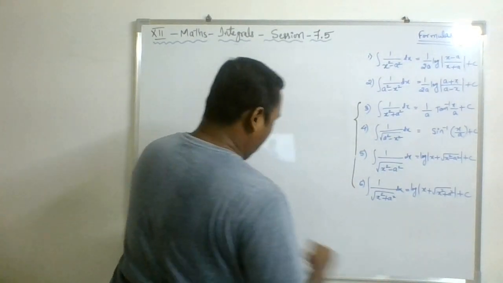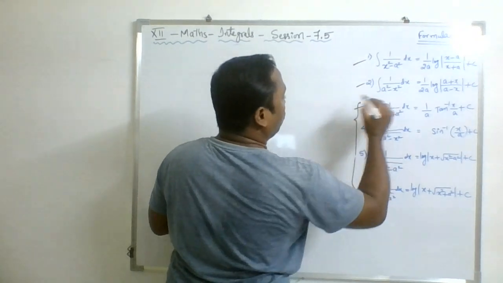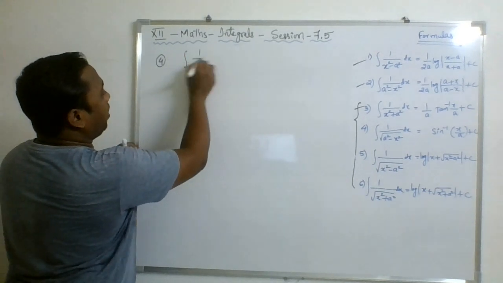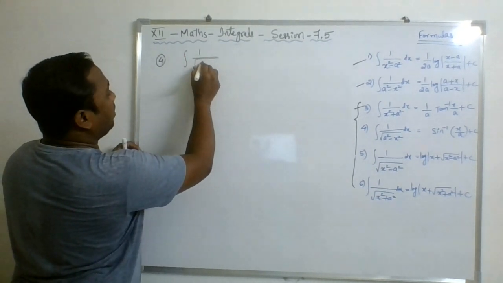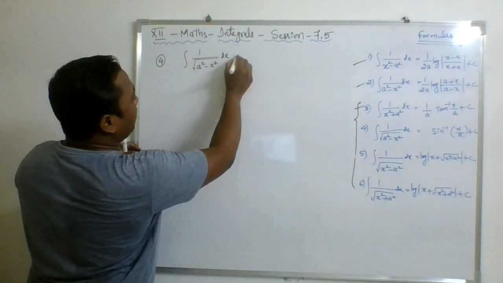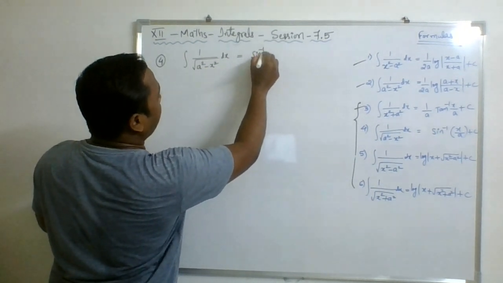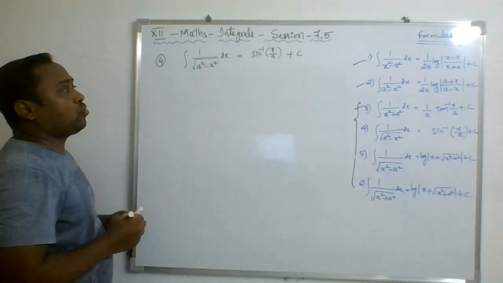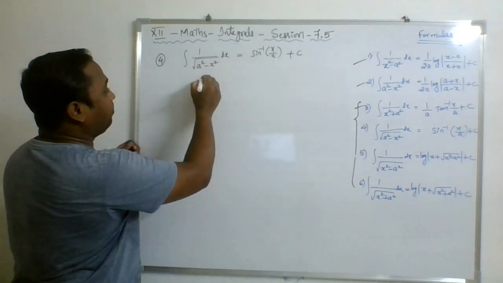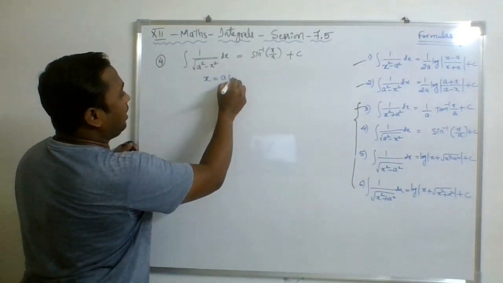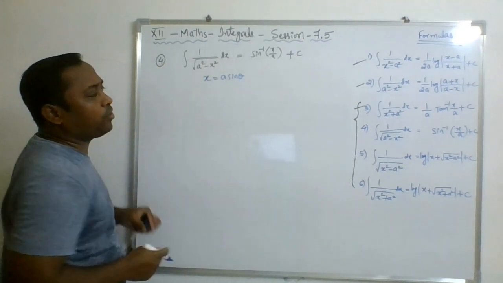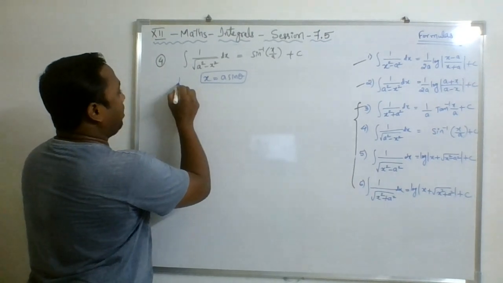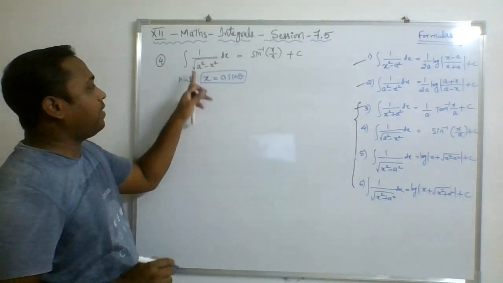Now, we have solved the first, second, third and the fourth one. Fourth one, what is the formula here? 1 upon under root of a square minus x square dx. We need to prove it as sine inverse of x by a plus c. So to solve this question, we are taking the substitution here: x is equal to a sine theta, or you may also proceed with a cos theta. So preferably I am taking x is equal to a sine theta. a is always a constant.